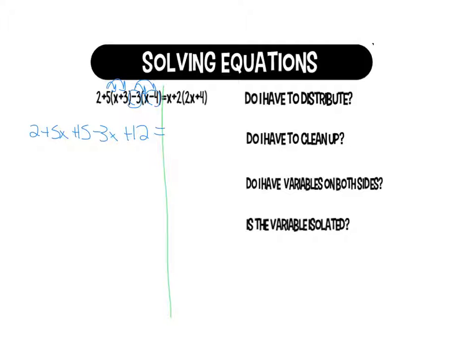Then bring down my equal sign. I'm going to copy the x. 2 times 2x is 4x. And 2 times 4 is 8. So we distributed. Next step is clean up.